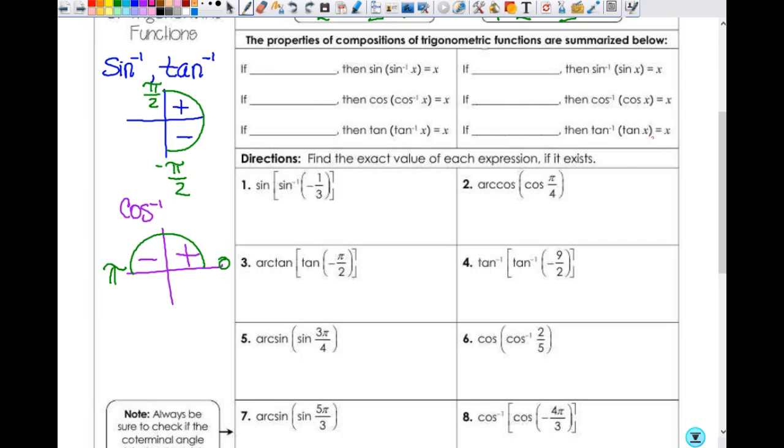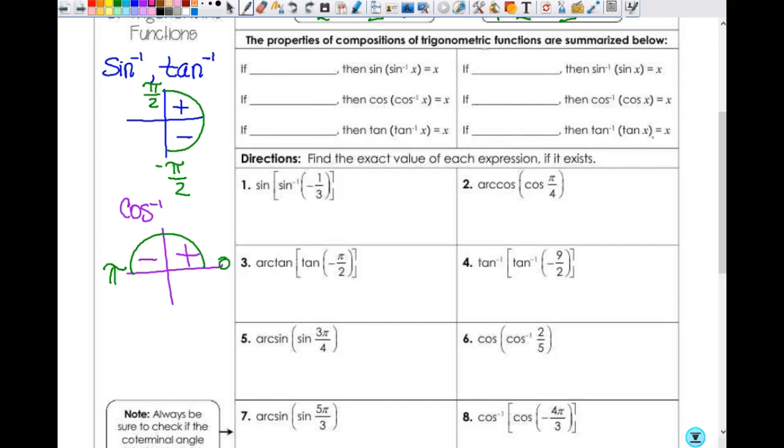Anything more, I don't want you to actually try it on the calculator. Anything what? More than one, right? Sine and cosine, you can't take the inverse. If you take the sine or cosine of an angle, you're never going to get anything more than one because the hypotenuse is always the denominator, right? So you can't take the inverse of anything greater than 1 or anything less than negative 1.